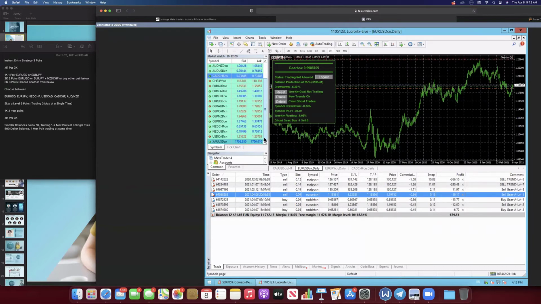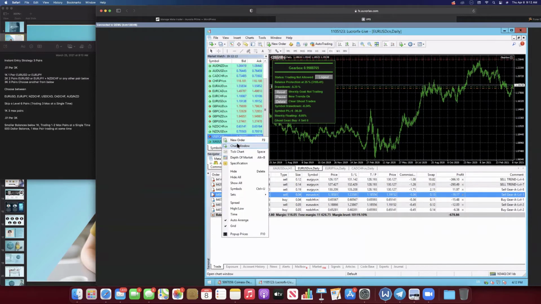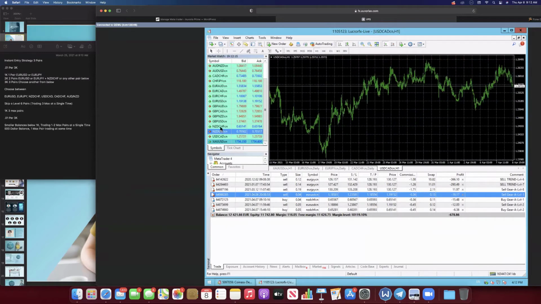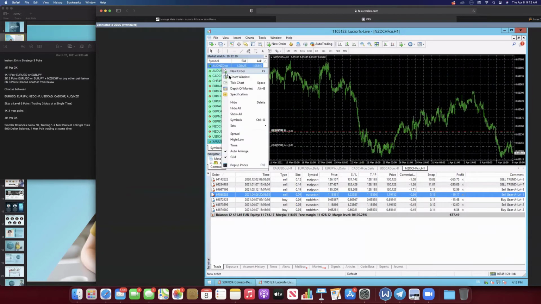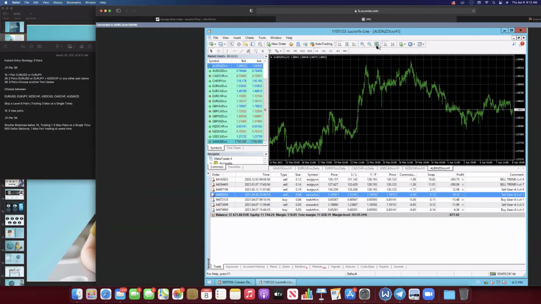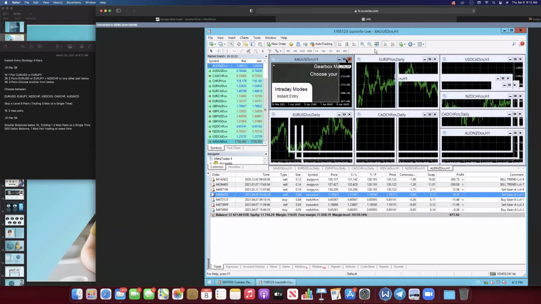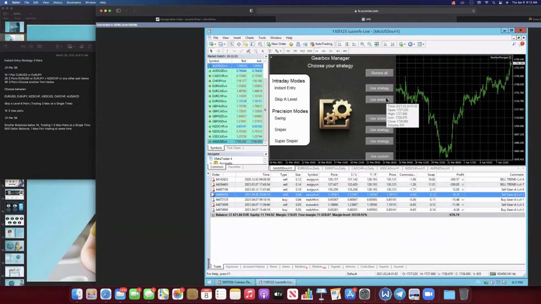Let's take a look. USD CAD's not even on here. Oh, there it is. Chart window, NZD CHF, chart window, and AUD NZD. Same concept. I'm going to go back over here to the manager, and I'm going to apply skip a level.